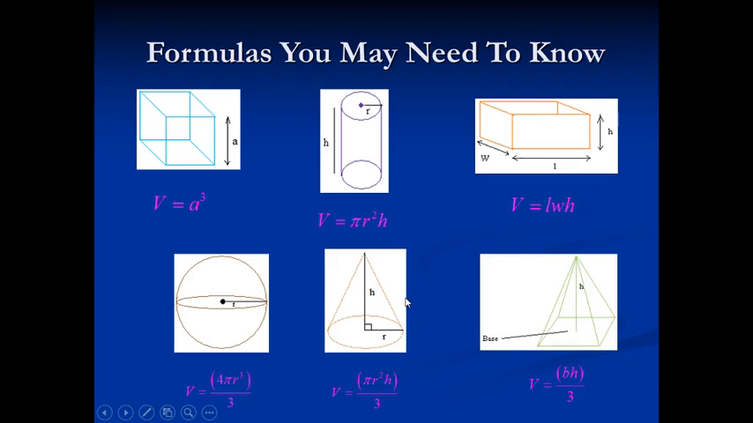So here are some of the formulas that you need to recognize. The volume of a perfect cube is always the side to the power of 3, and then the volume of a cylinder, pi r squared times the height, and the volume of a rectangular prism, it's length times width times height. Sphere, 4/3 pi r cubed, and then a cone, which is pi r squared h over 3. And then the volume of a square base pyramid, it's the area of the base times the height over 3.